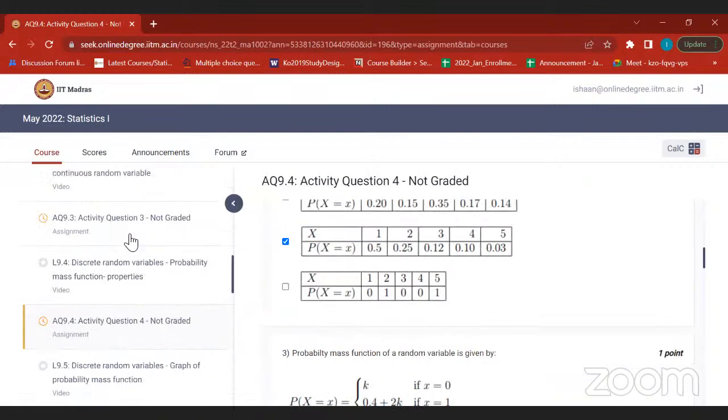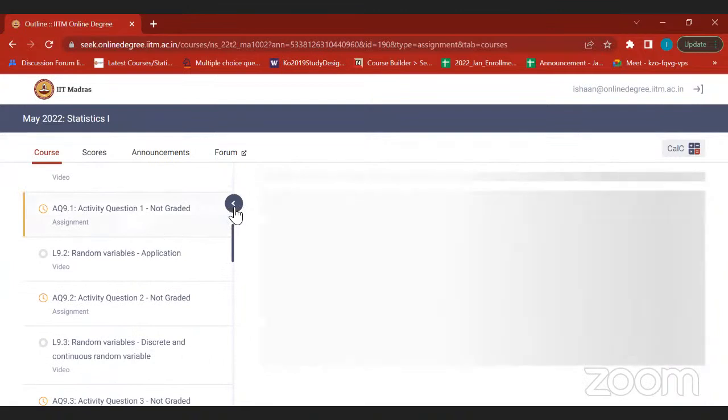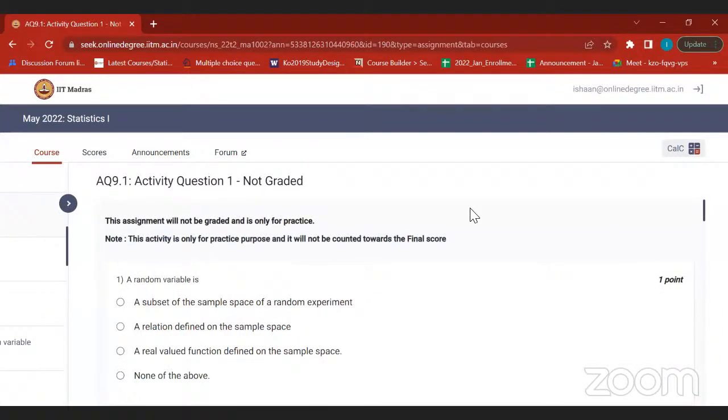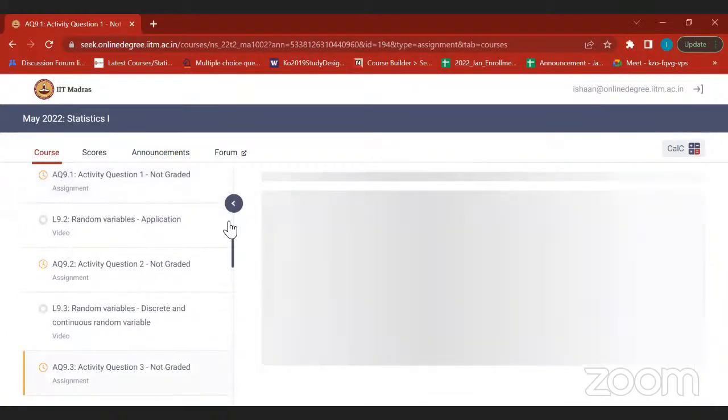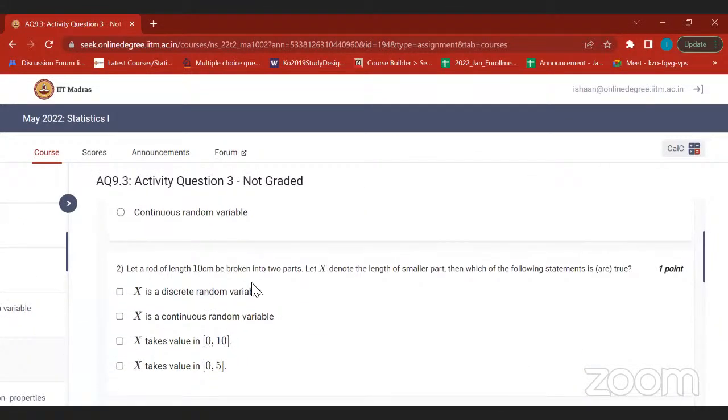Sir, 9.3, question number 2, sir. Okay, someone was asking 9.1 before this. Is he here? Okay, 9.3, which question? Question number 2, sir, a small doubt. Okay, a length of rod is broken into 2 parts. Let X denote the length of the smaller part. Then which of the following statements is true? Sir, 0 should not be included, right, sir? It can be. Option 4.